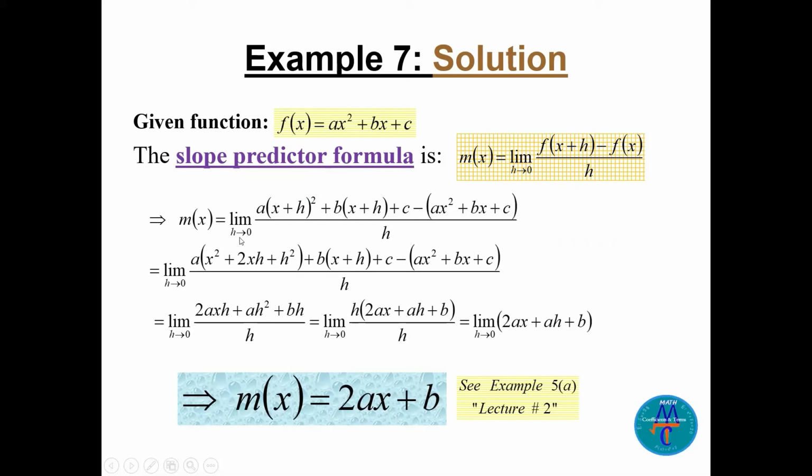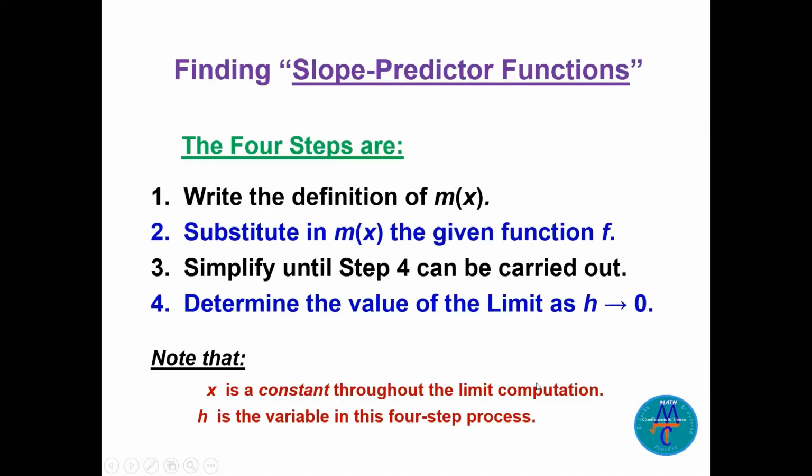Just expand here, x squared plus 2xh plus h squared, multiply by a, multiply here bx, bh. Simplify everything, you take h as a common factor, you cancel it. You get the limit of this function now, 2ax plus ah plus b. As h goes to 0, this is approaching 0, so now we have the slope predictor formula is 2ax plus b. Now you can go back to lecture 2 and see example 5a.